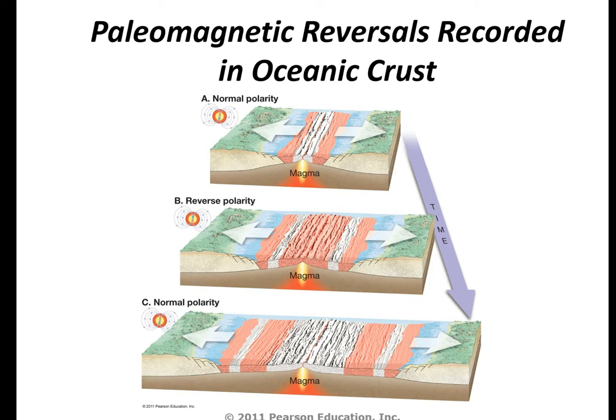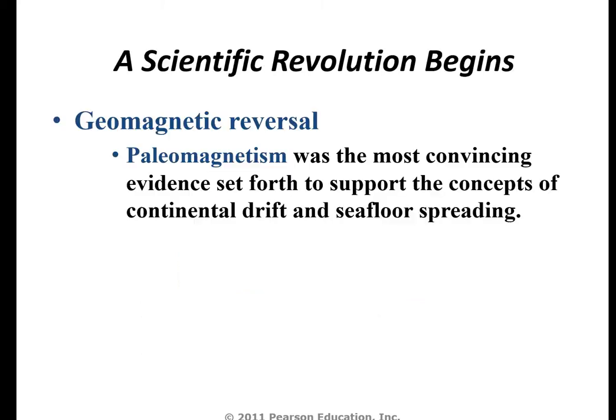It doesn't actually look like this, but when you take a look at the rock samples from cores drilled into the earth, we can see this magnetic reversal. So this is called paleomagnetism, and it was the most convincing evidence set forth to support the concepts of continental drift and seafloor spreading.